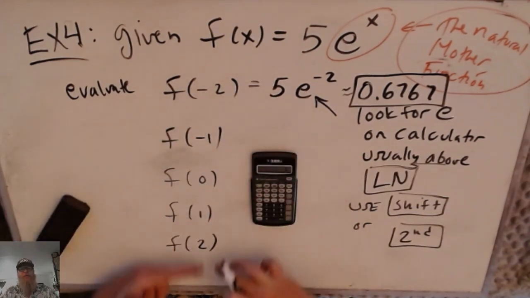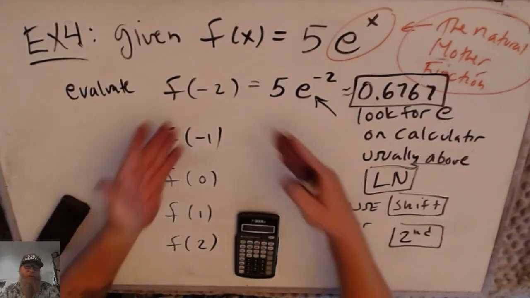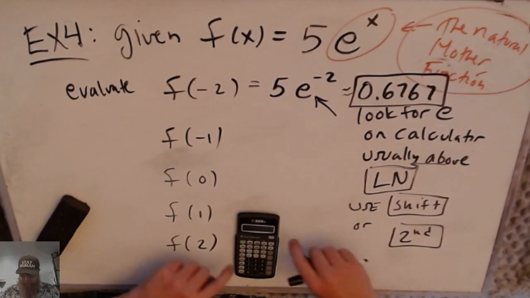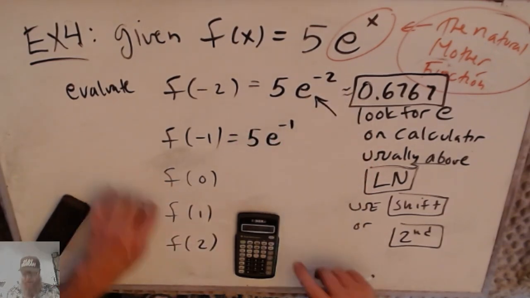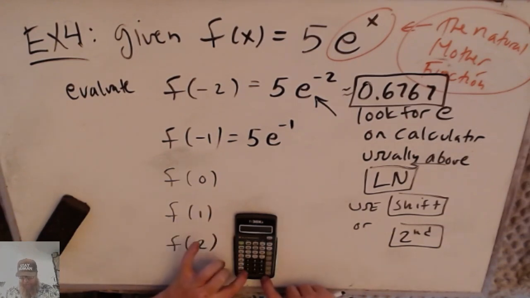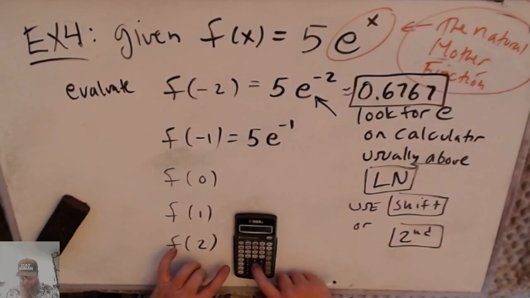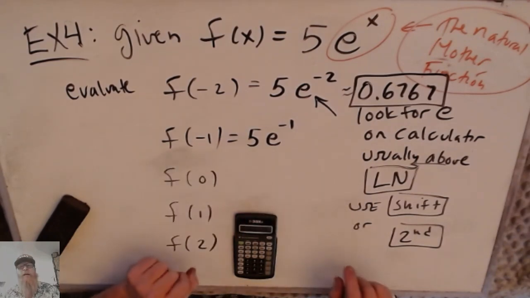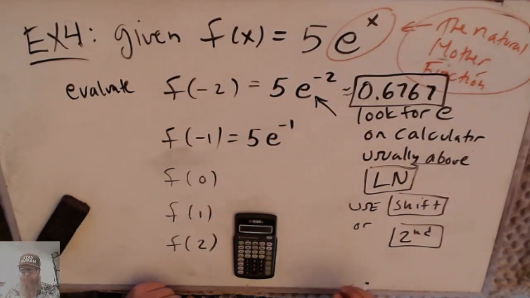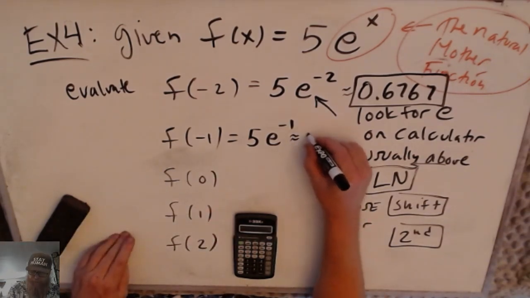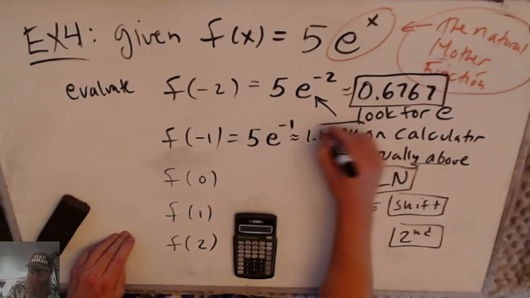And just march down the row and calculate all these values. You kind of know where I'm going with this. We're going to draw the graph in a minute. So let's do 5e to the -1. So again, clear it out. Find your e button. -1, e to the -1, and then multiply it by 5. You have to do it in the right order. Multiplying by 5 would be the last thing that you do. So that's going to be 1.8394.